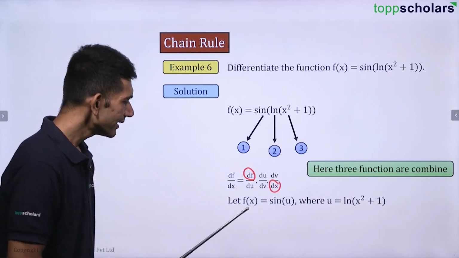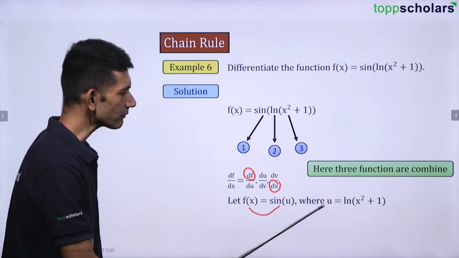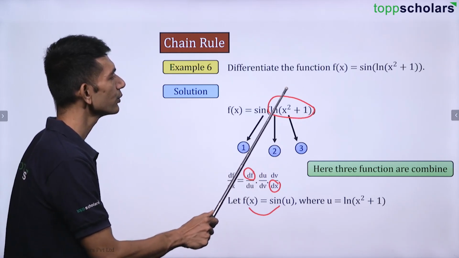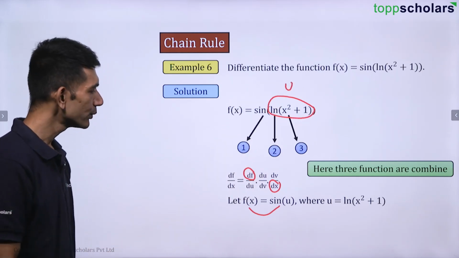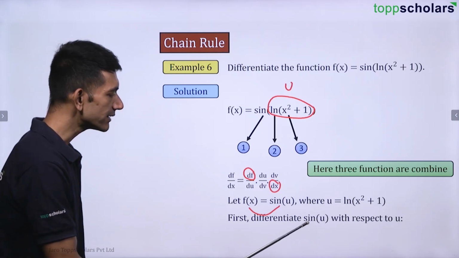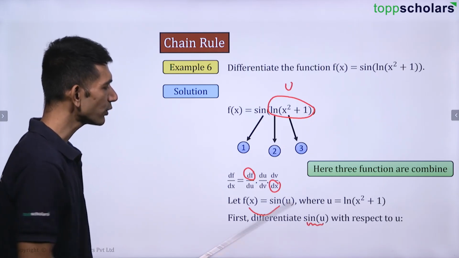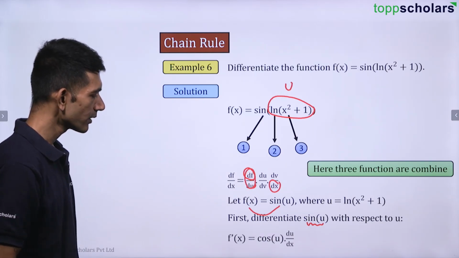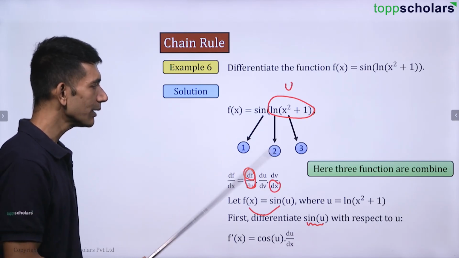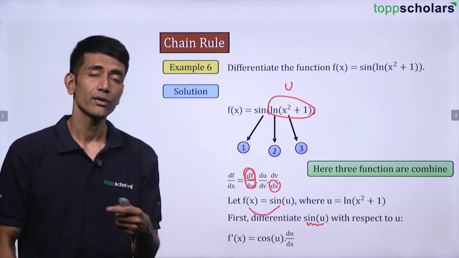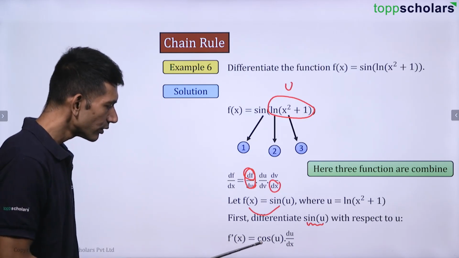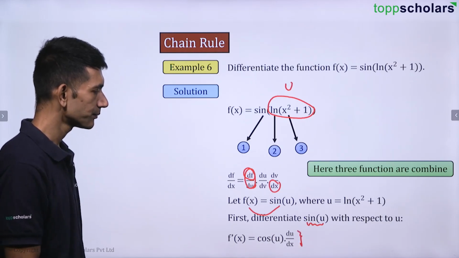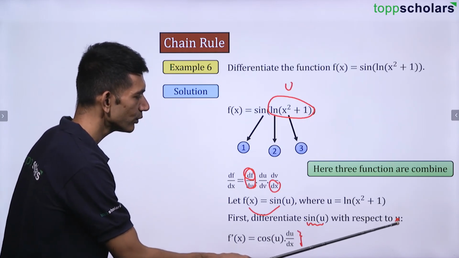So firstly, let f(x) be sine u, where u is this part. So this entire part is u. So f(x) will be equal to sine u. Now we'll differentiate sine u with respect to u. We're focusing on this part. So can I say the derivative of sine u will be nothing but cos u. Derivative of sine x is cos x. So that becomes cos u du by dx, correct? This is differentiating sine u with respect to x.